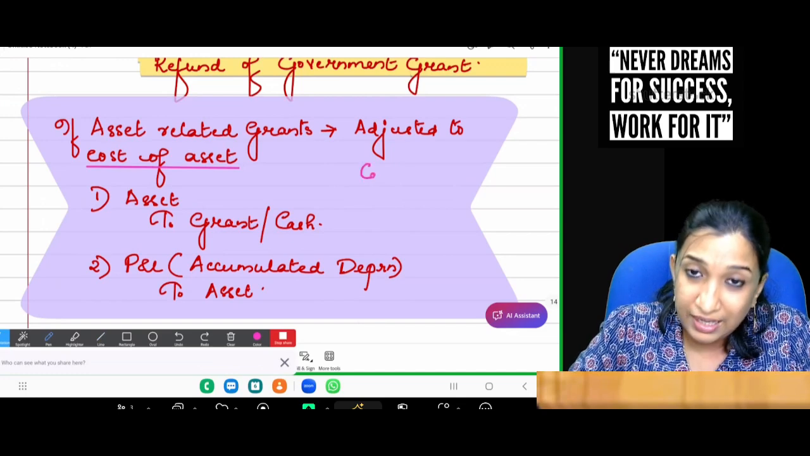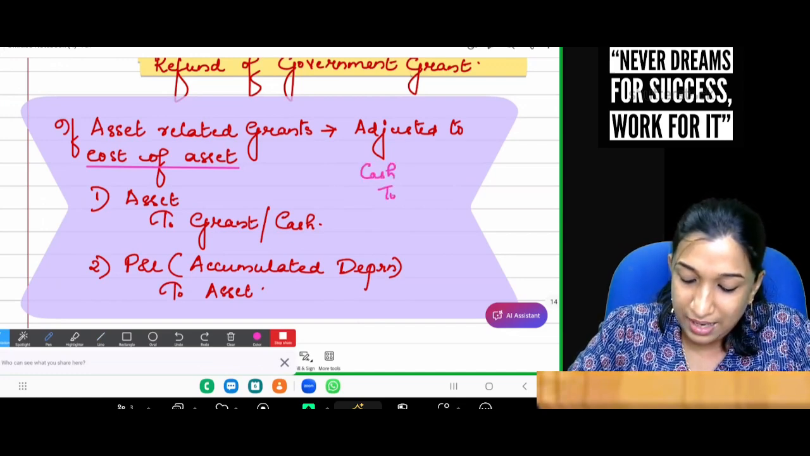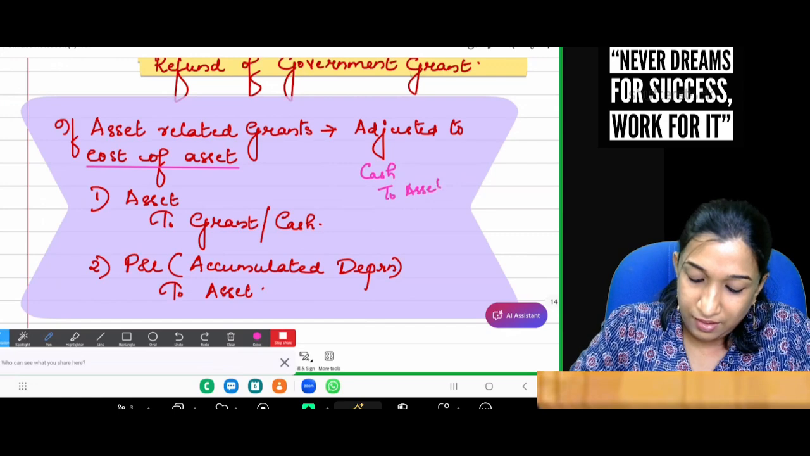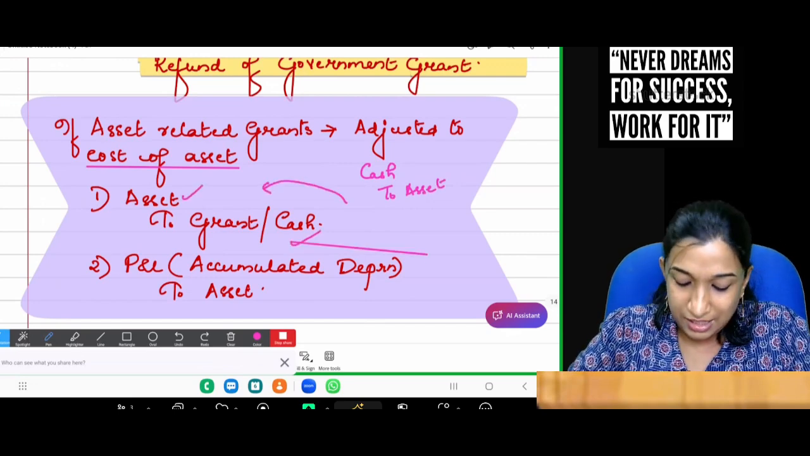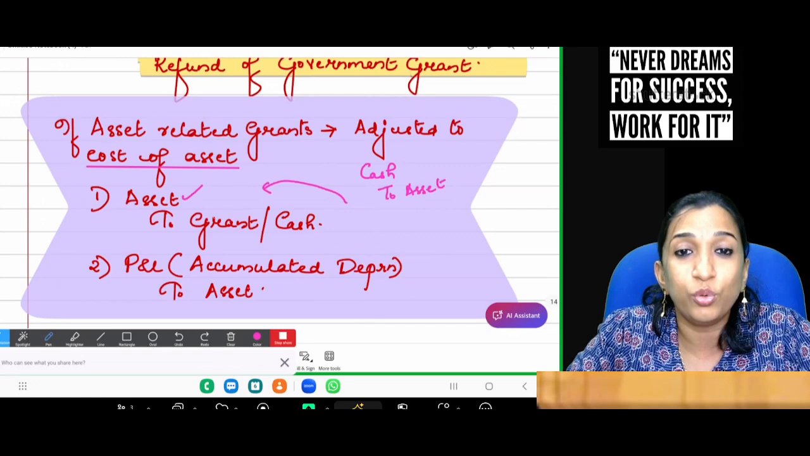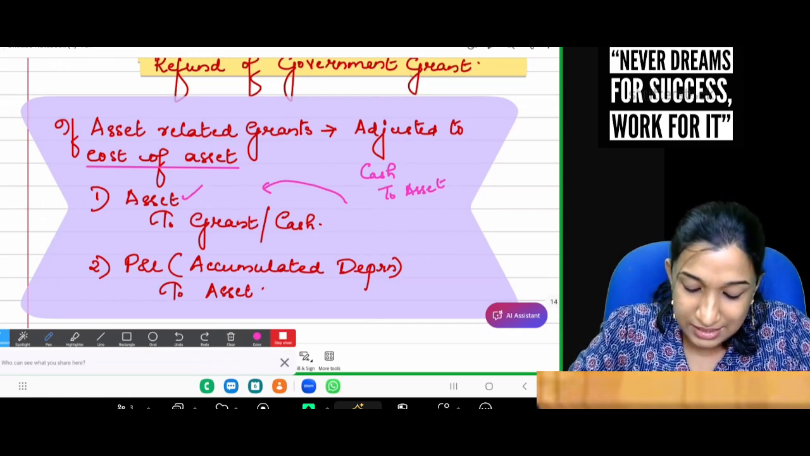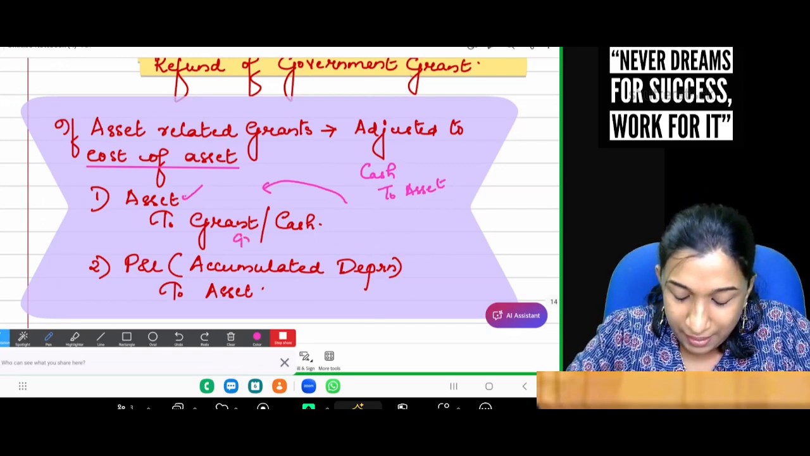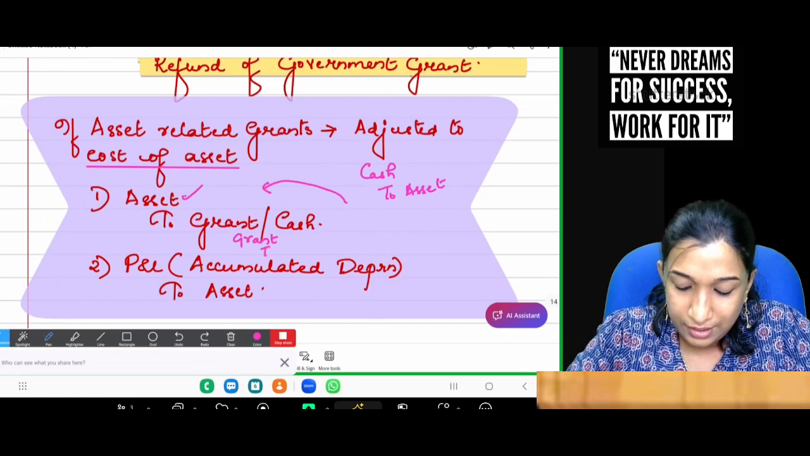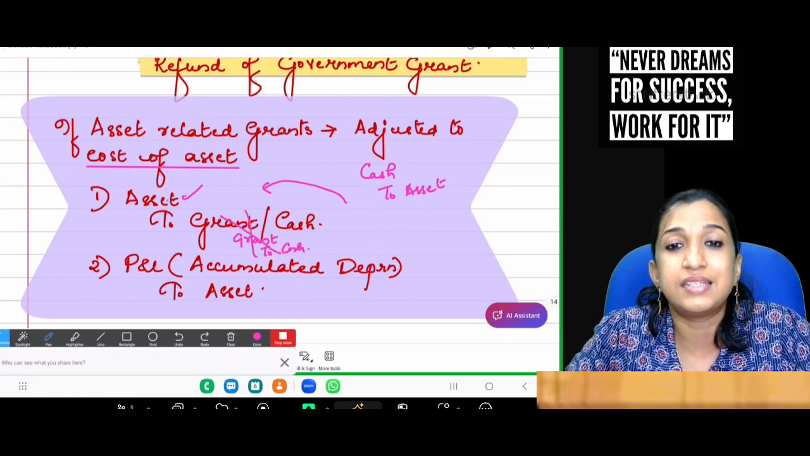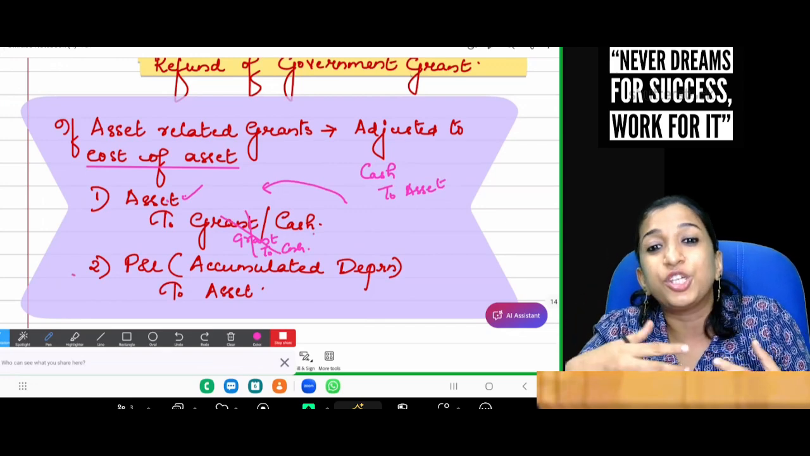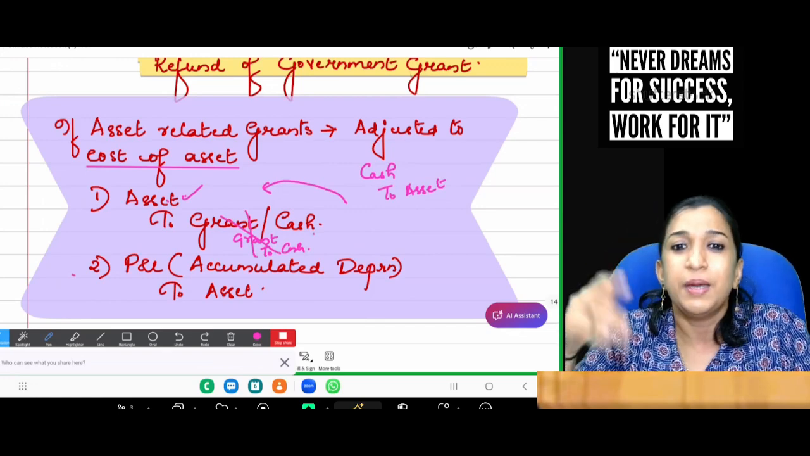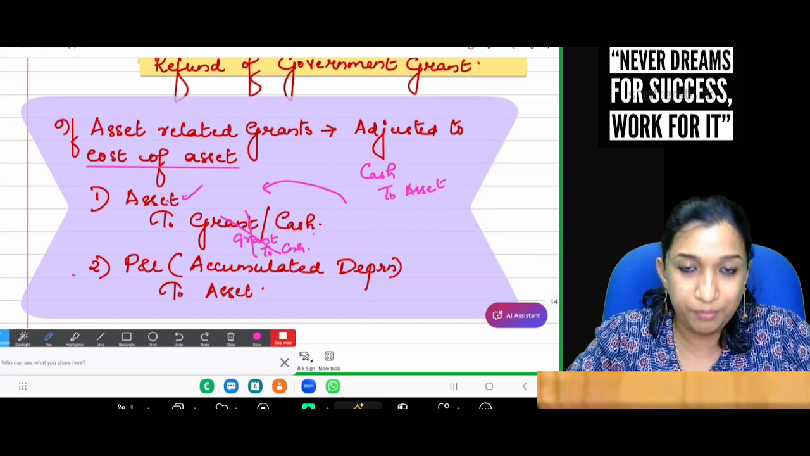When you received the grant, you passed cash to asset. Reverse the entry: asset to cash, that is asset to grant. Then I may have to pass grant to cash. Instead, I am passing a single entry, asset to cash. But if there is accumulated depreciation on it, P and L to asset, that entry also.